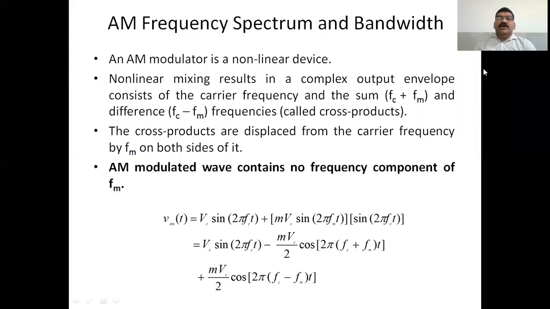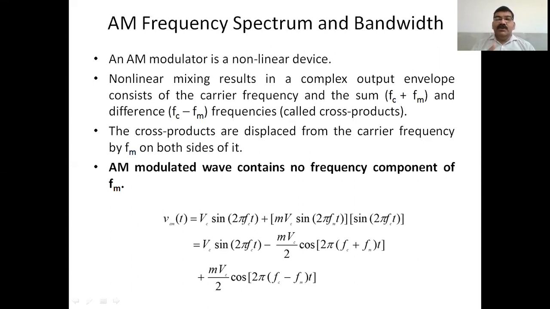So now we will just check the frequency spectrum and bandwidth for AM. For amplitude modulation, in the previous lecture we discussed how amplitude modulation is done, what its graphical representation is, and how it can be represented. Now we will go for the frequency representation and do some analysis of the frequency band.